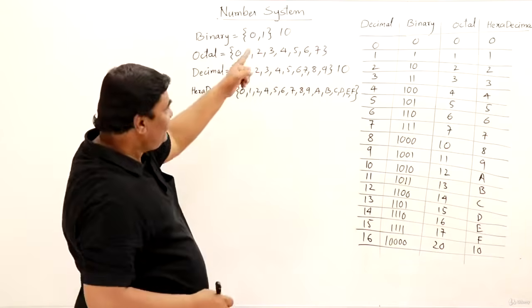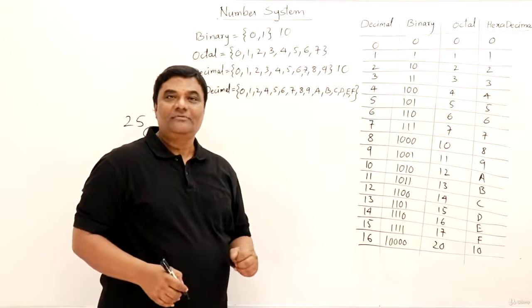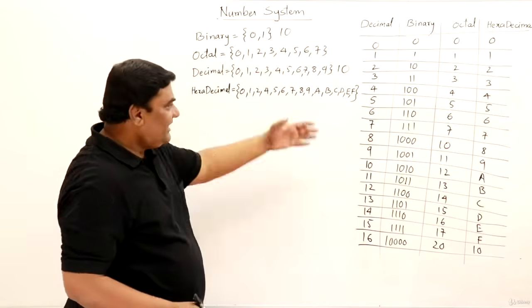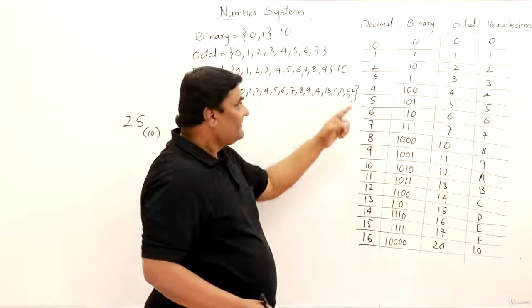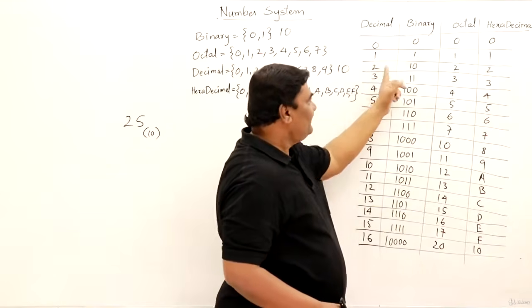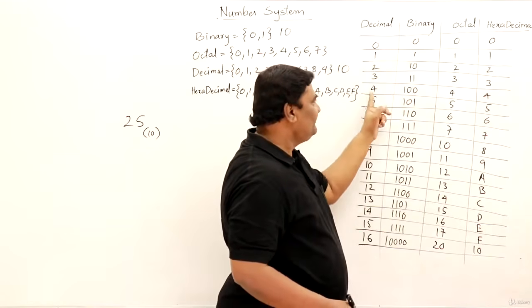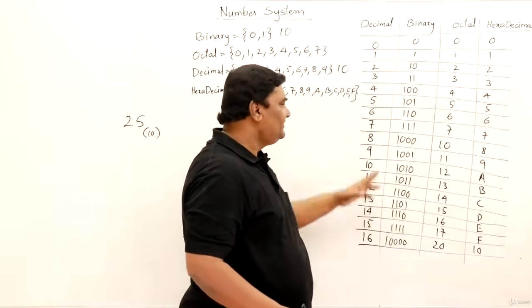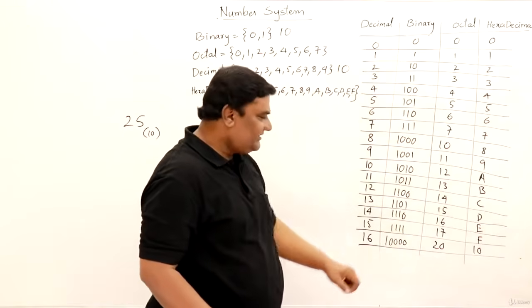So don't read it as 10, read it as 1, 0 in binary form. That's it. So I have some numbers here, just look at them. 0 in binary form is 0, 1 is 1, 2 is 1, 0, 3 is 1, 1, 4 is 1, 0, 0, 5 is 1, 0, 1, and so on. Up to 16 I have written.